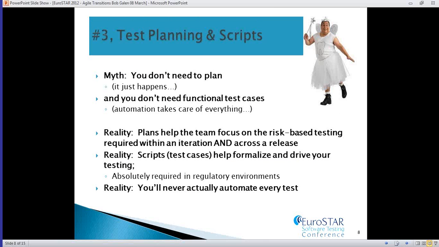The third myth I want to explore a bit is test planning and test scripts. So the myth is you don't need to plan. You don't need any stinking plans like test plans or any planning whatsoever. It just happens. And you don't need functional test cases. Automation takes care of everything. So it sort of links to that previous myth from that point of view.